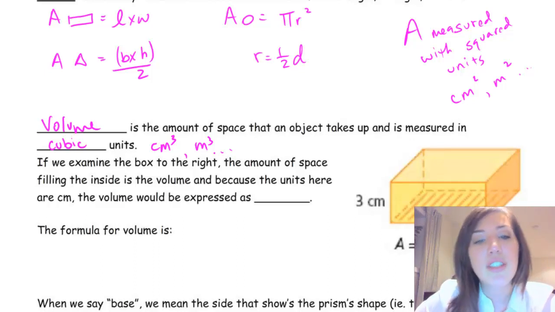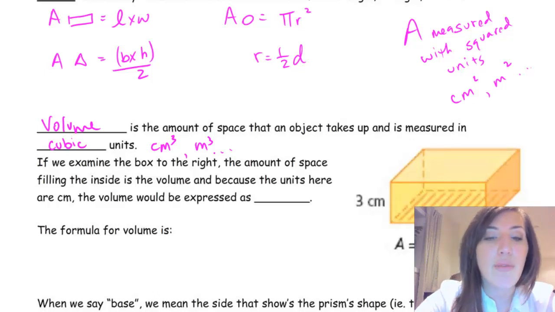So to examine the box to the right, the amount of space filling the inside is the volume. If you were to fill this whole box up, say with water, then the water would take up the volume. And because the units are centimeters, we have centimeters squared times centimeters, so that would be expressed as centimeters cubed.